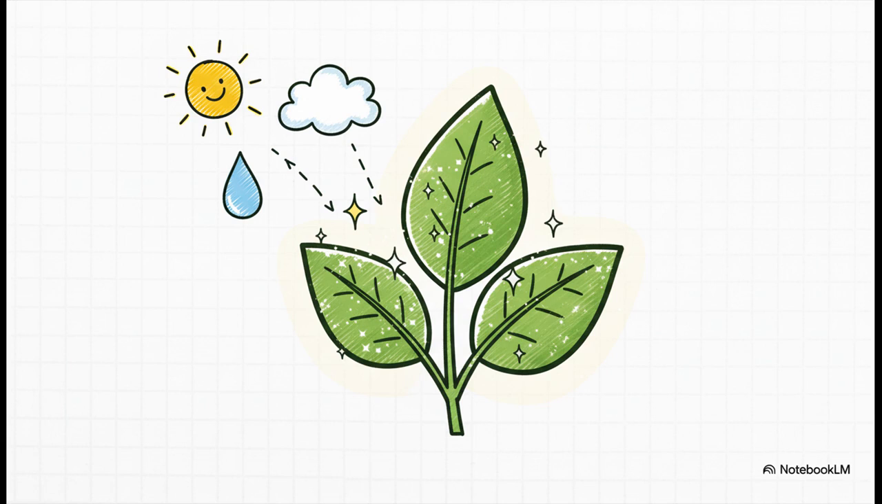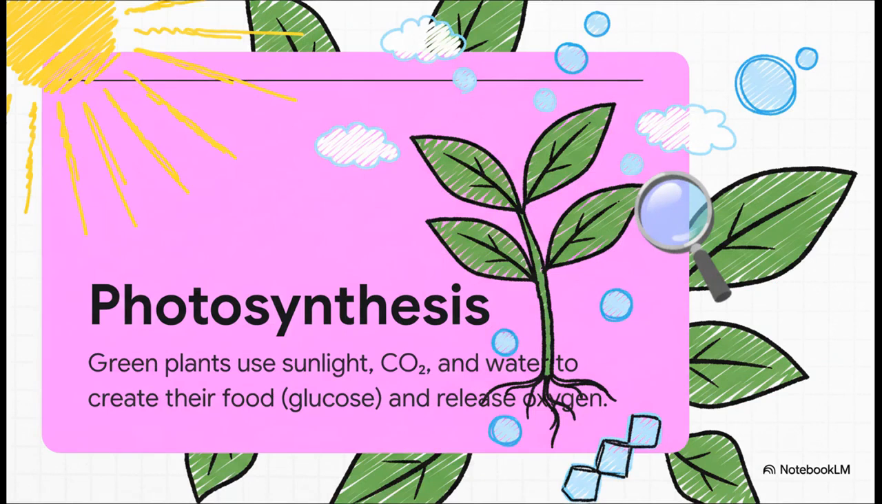It's called photosynthesis. So what exactly is photosynthesis? In very simple terms, it's the process where green plants use a few basic things from the environment around them. They take in sunlight for energy, they take carbon dioxide from the air, and they absorb water from the soil. And with these three things, they create their own food, which is a kind of sugar called glucose. And here's the best part, a wonderful byproduct for all of us. They release oxygen, the very gas that we need to breathe.